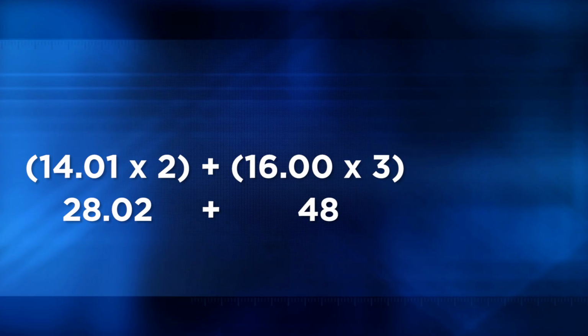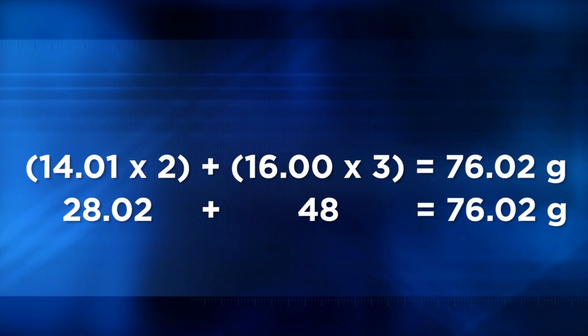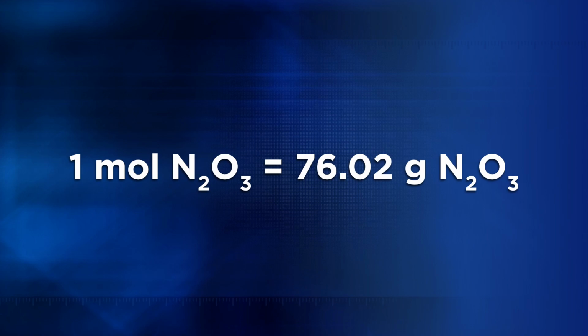So the molar mass of N2O3 is 76.02 grams. So our equivalent statement is 1 mole dinitrogen trioxide is equal to 76.02 grams of dinitrogen trioxide, and we can use that as our conversion factor.